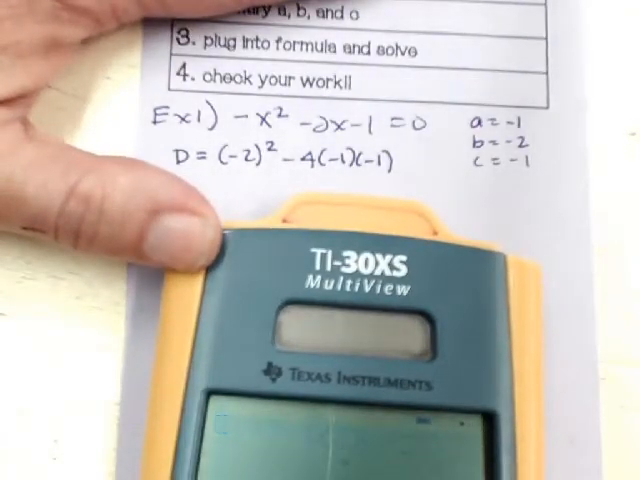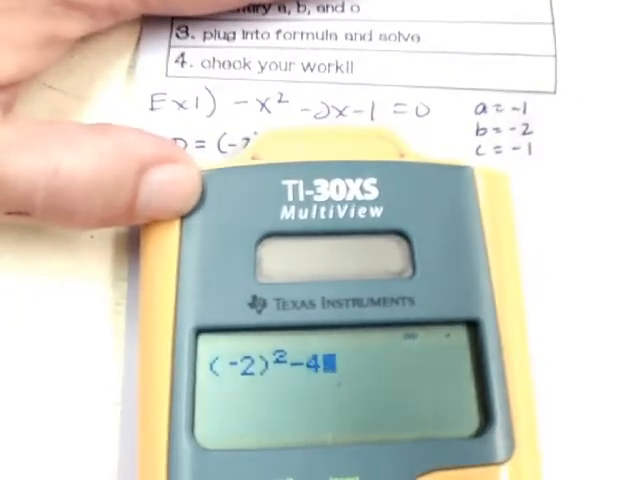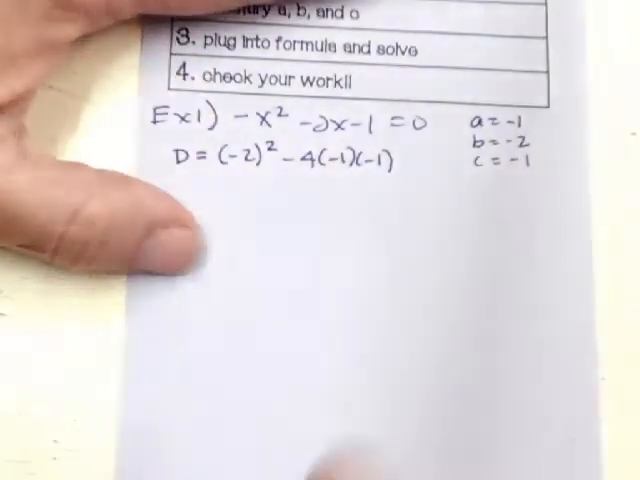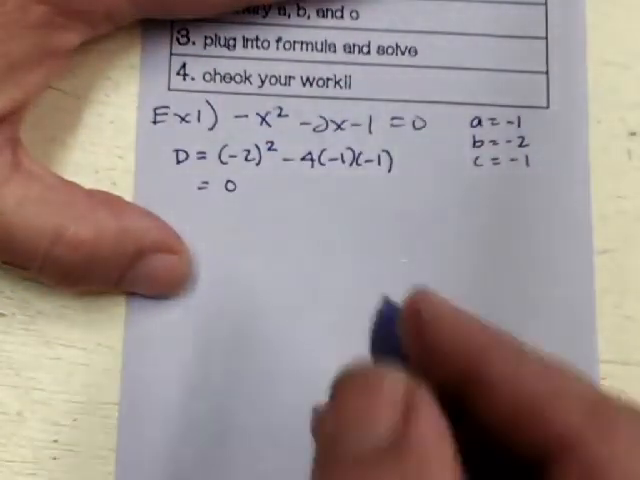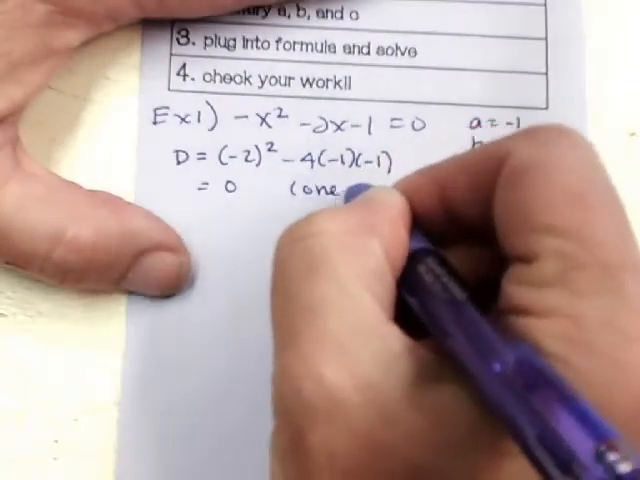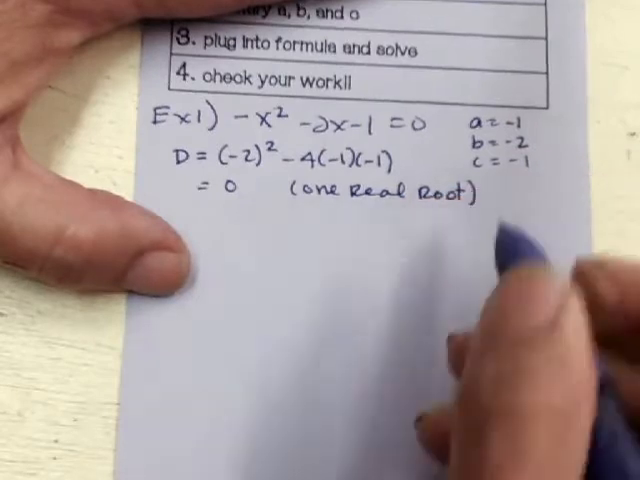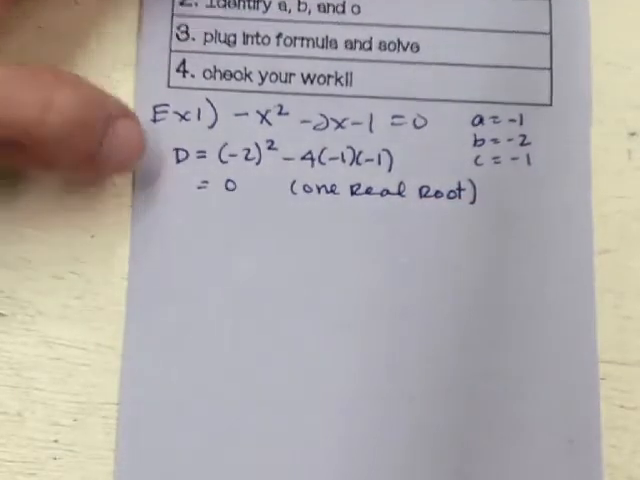We're going to do b squared minus 4ac. And I got 0. So my discriminant here is 0. If it's 0, then I'm going to have 1 real root, solution, x-intercept, I forget the other word. Anyway, you're going to have 1 solution.